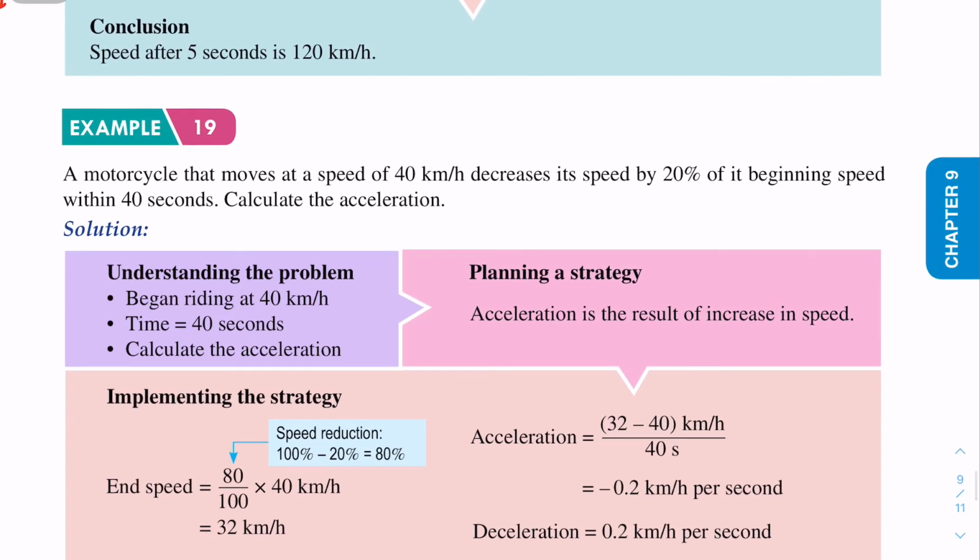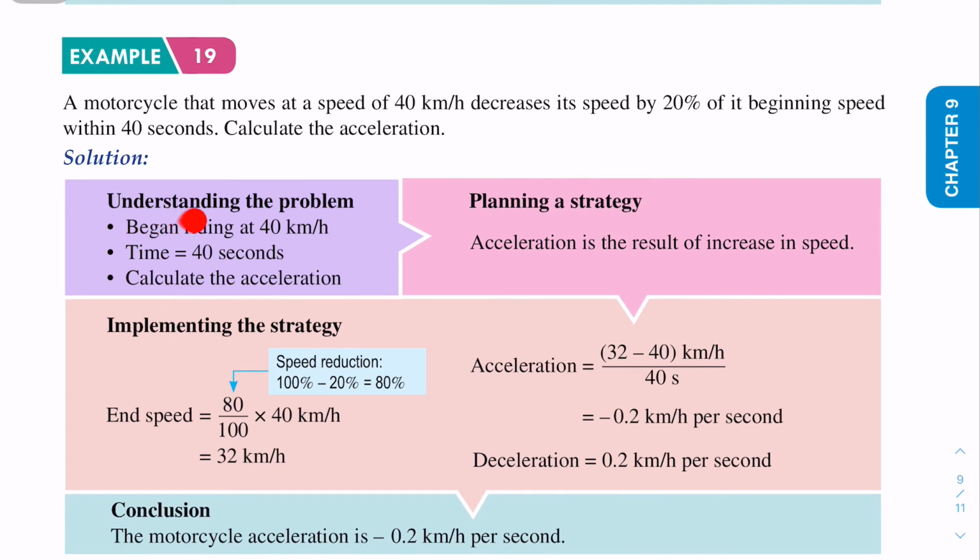Next example. A motorcycle that moves at a speed of 40 km per hour decreases its speed by 20% of its beginning speed within 40 seconds. Calculate the acceleration. So let's understand the problem. This motorcyclist begins riding at 40 km per hour, and in 40 seconds, the question wants us to calculate the acceleration.